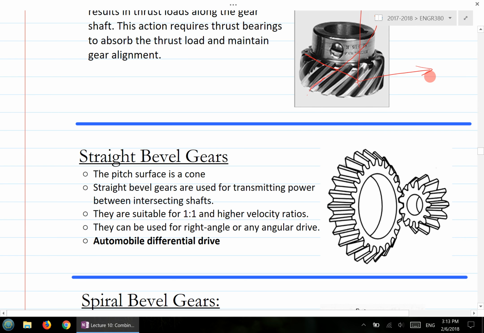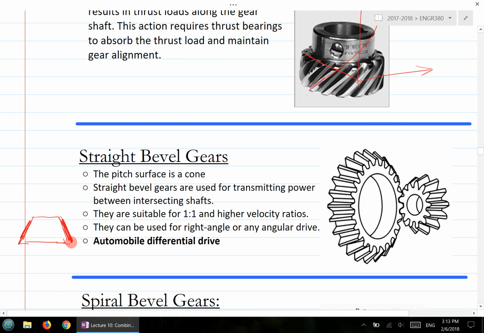Another type is called a bevel gear. For the bevel gear, the pitch surface is a cone. What the pitch surface means is, if you have a cone and you cut off the top of the cone, you are left with this frustum of material here. This is what we call the pitch surface, and that's where the teeth are generated along this pitch surface.